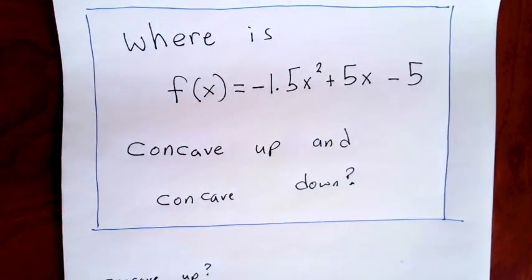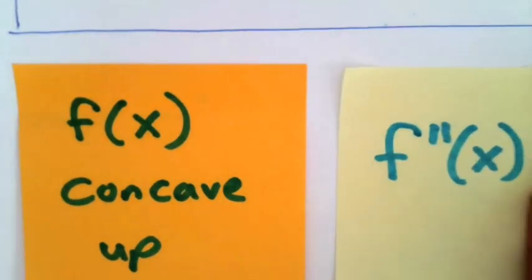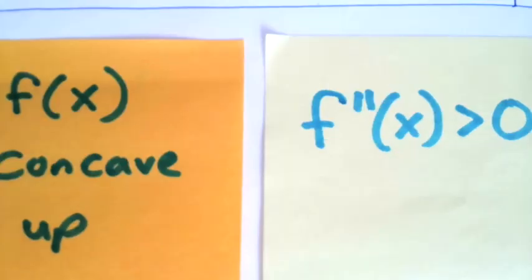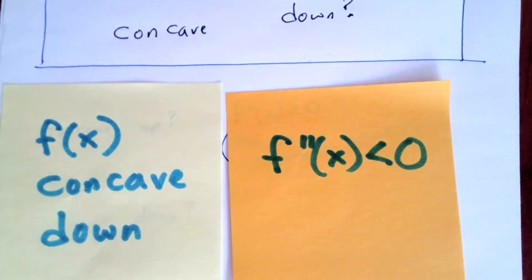So let's look at this question. Where is f of x equals negative 1.5x squared plus 5x minus 5 concave up and concave down? Remember, f of x concave up is the same thing as saying that f double prime of x is positive, whereas f of x concave down is the same thing as saying that the second derivative f double prime of x is negative.